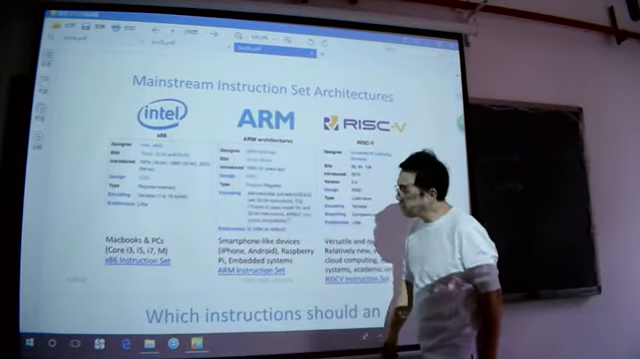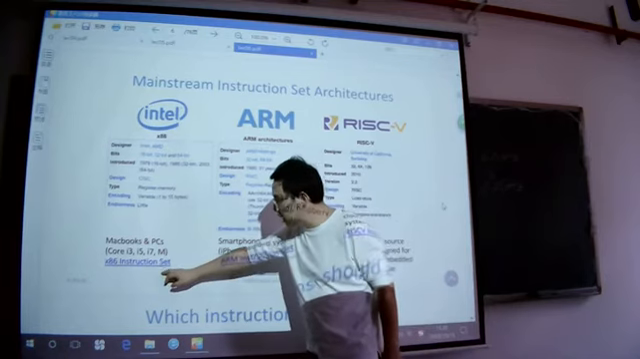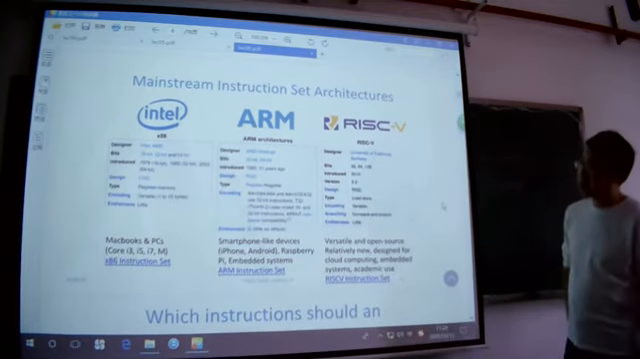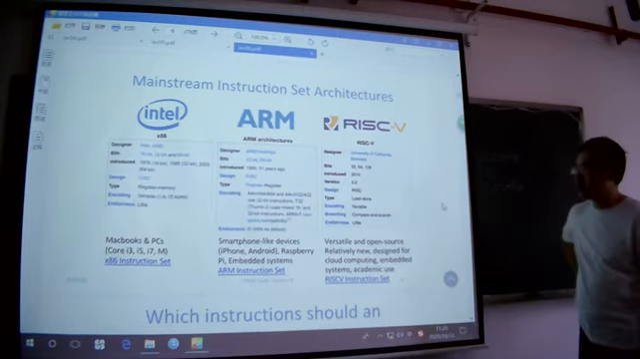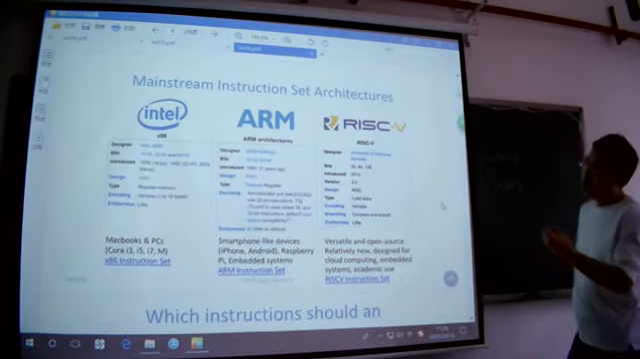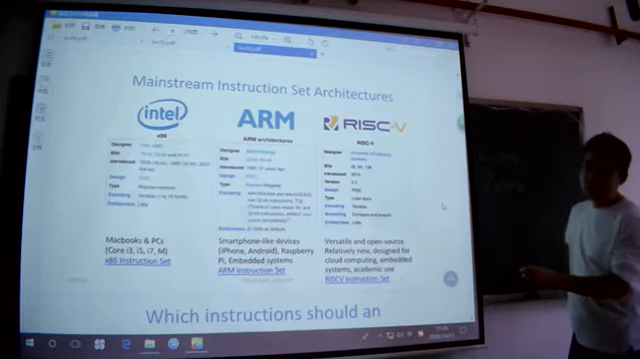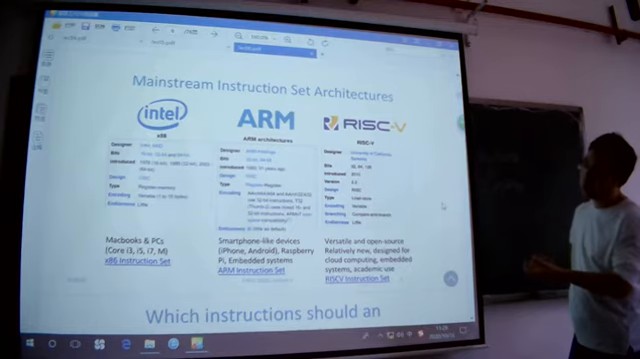You can find the MacBook and the PC currently. We find the x86 instruction set is for i3, i5, and i7. 8086. This symbol is the current computer in the market.